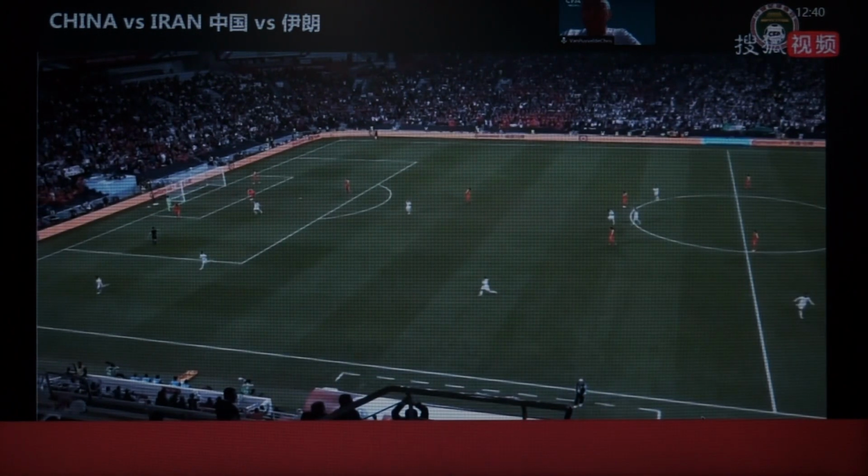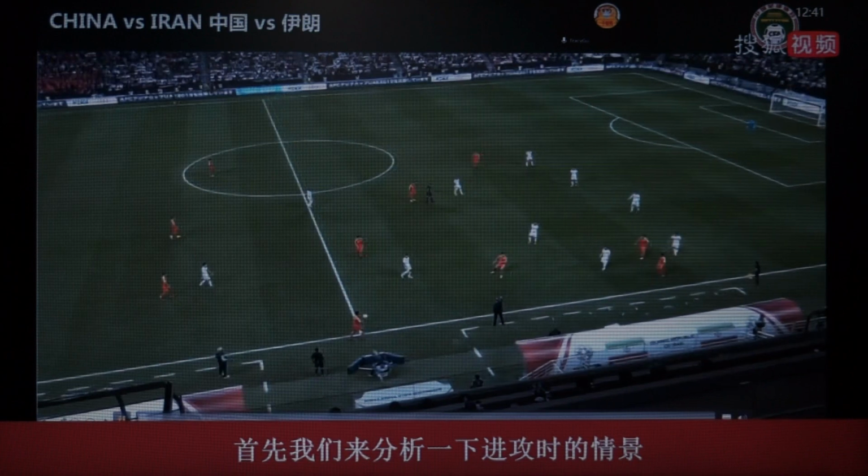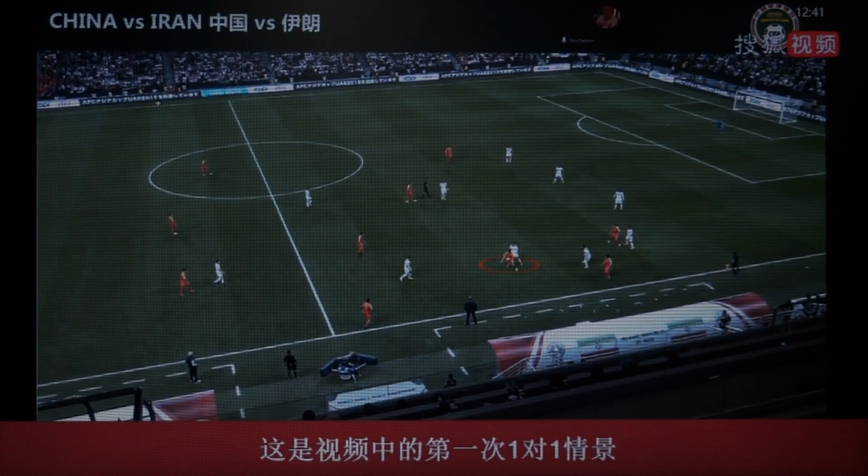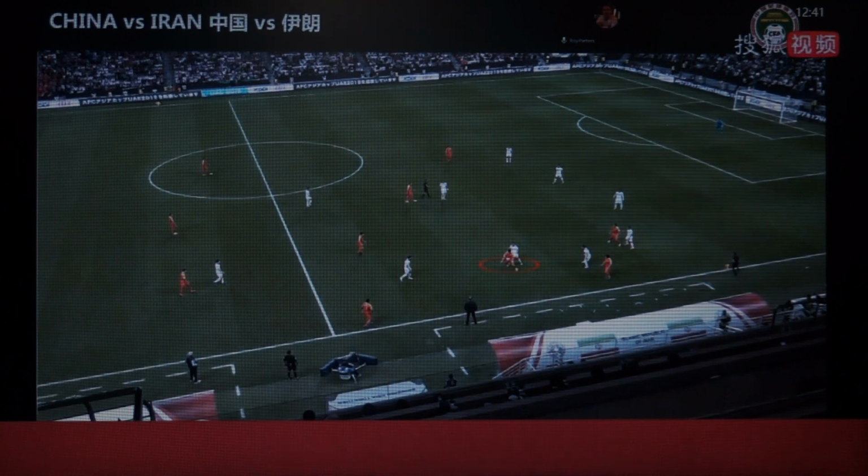We will look again. First of all, we already helped you with some animation. Stop. Yes, this is the first 1v1 we see in the game. The 1v1 here is defensively for Iran, and we lose the ball in this situation.